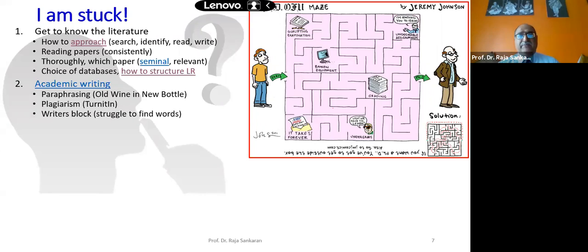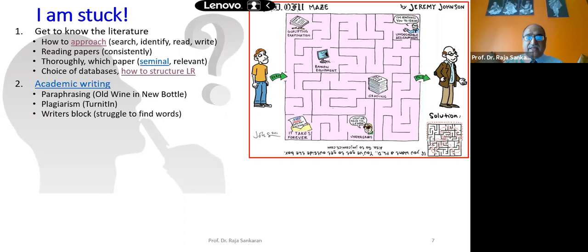Second is about academic writing. Academic writing itself is a different ballgame. When I entered academics, we were not taught how to write research papers. And this is something which is required while writing your thesis as well. There are certain things with respect to plagiarism. I will come to this a bit later on. And how do we paraphrase? We need to write in our own language.